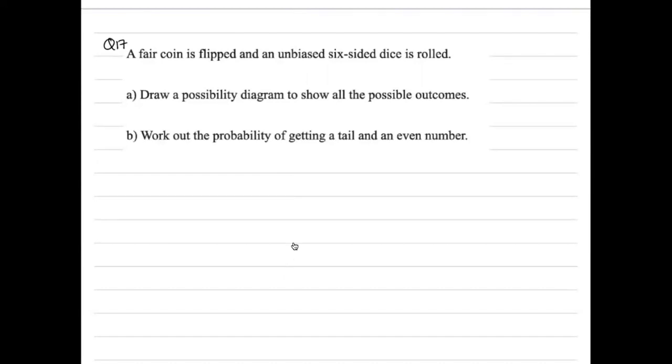A fair coin is flipped and an unbiased 6-sided dice is rolled. So you have two different trials, a fair coin and an unbiased dice. Draw a possibility diagram to show all the outcomes.